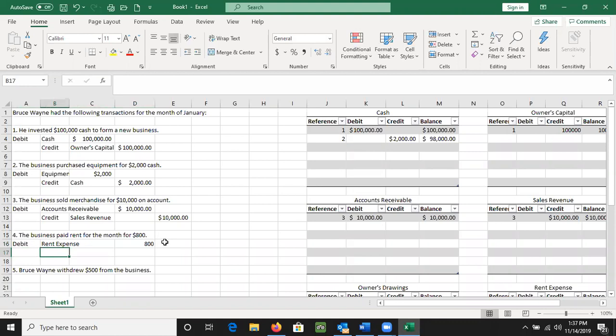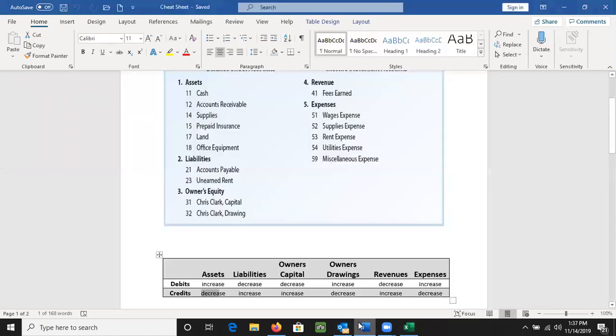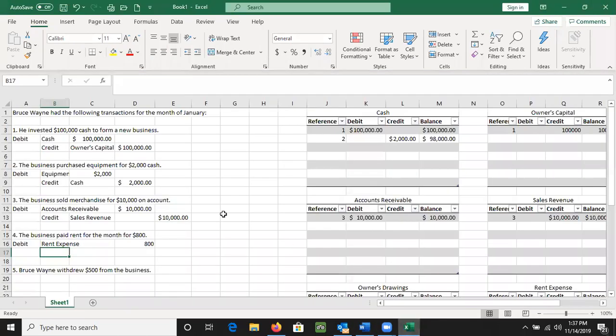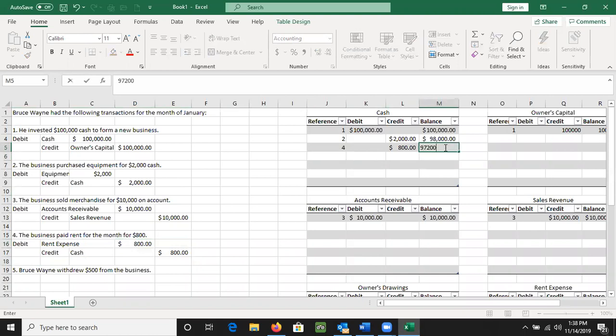Next, we're paying it with cash, okay? Even if it doesn't say cash, as long as it does not say account, you assume cash. So think about when you pay your bills. If you pay a bill out of your bank account, your balance of cash is going down. So cash, an asset, is decreasing. We have to credit it. Credit cash 800. We're going to go ahead and post. So this is journal entry 4. Cash was credited 800. Its new balance is now going to be 97,200.